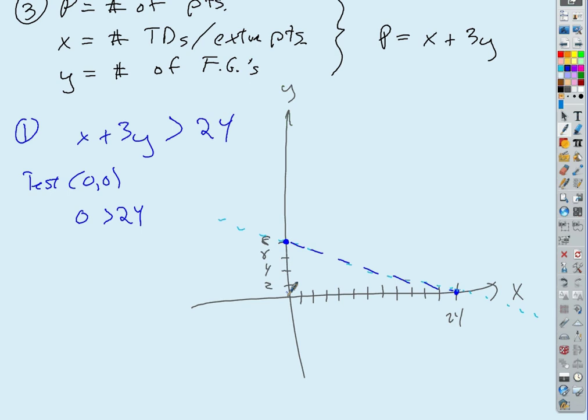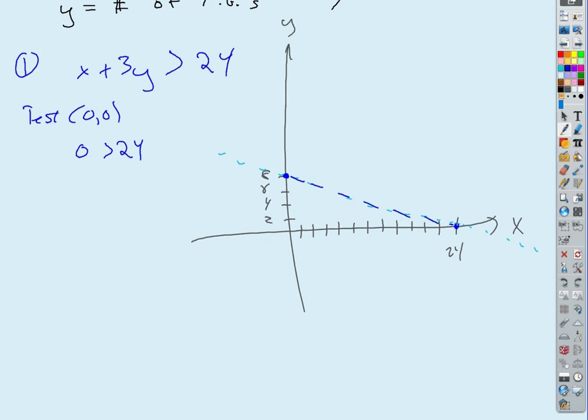Another way to look at it, if I were to put this into slope-intercept form, what would I get? I'd end up with y is greater than negative 1/3 x plus, who cares, right? My point is, I'm getting y is greater than some boundary line. I don't even really need to know the rest, I just need to know y is greater than. I can even just say y is greater than the line.